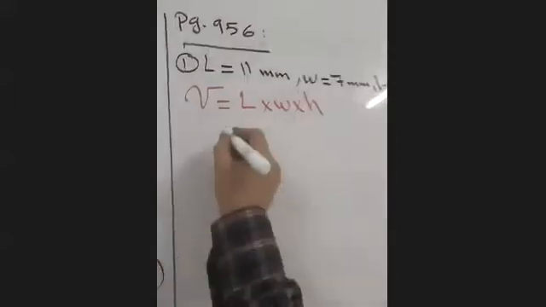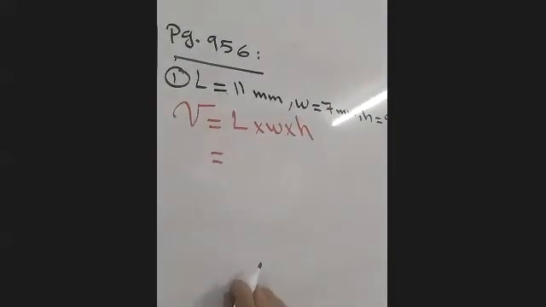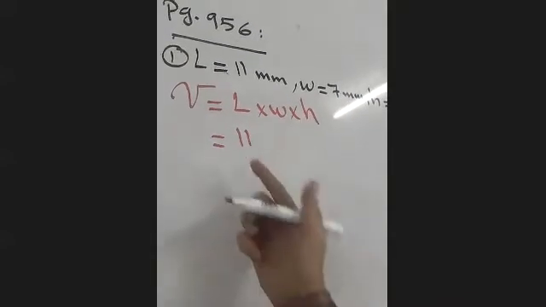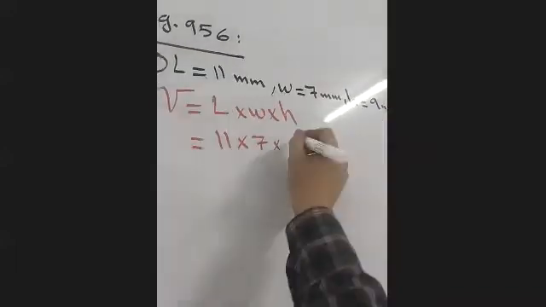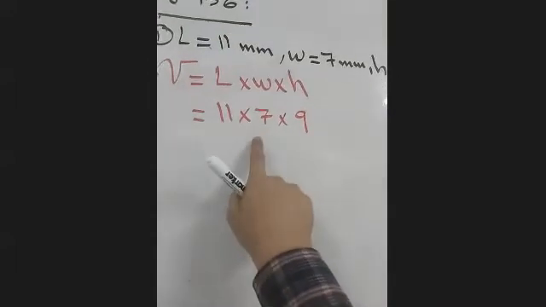Now equal, under equal like this. What's the length here, Mister? 7 times 11, 77 times 9. 11. My son, answer my questions. What's the length? 11. What's the width? 7. What's the height? 9. Now we multiply these 3 numbers. 11 multiply 7, 77. Multiply 9, you do multiplication.